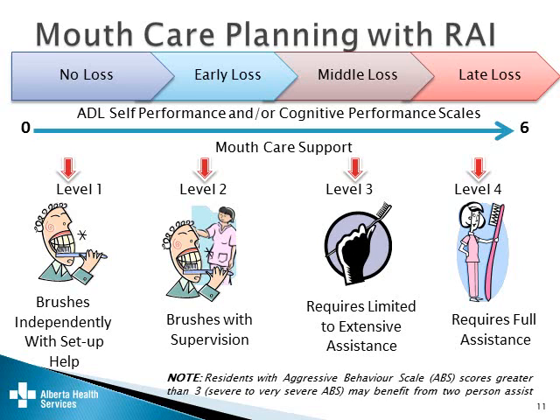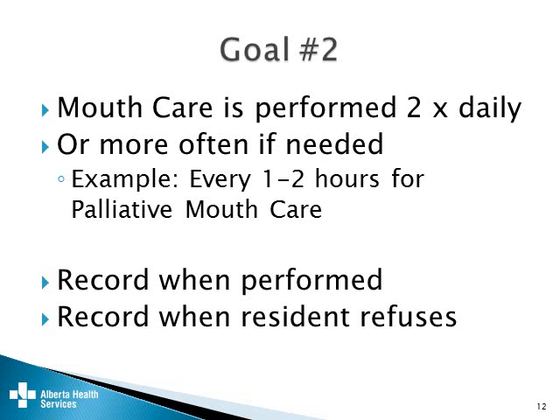Residents with high aggressive behavior scale scores may benefit from a two-person assist. There are a small number of residents who exhibit aggressive behavior or extreme responsive behavior. It may require two staff to provide support for their daily mouth care. Coordinate a two-person assist for these residents, rather than not performing mouth care.